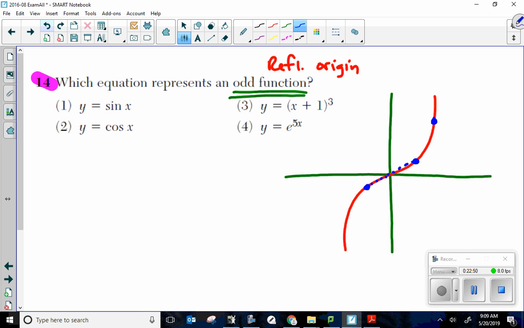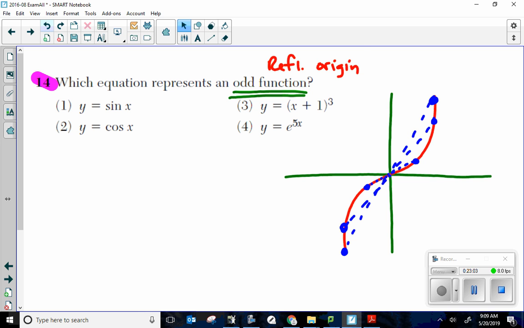This point right here reflects through the origin to this point right here, and so forth. I can go on forever. All these points reflect through the origin, okay? So it kind of has to have a 180-degree rotation about the origin.